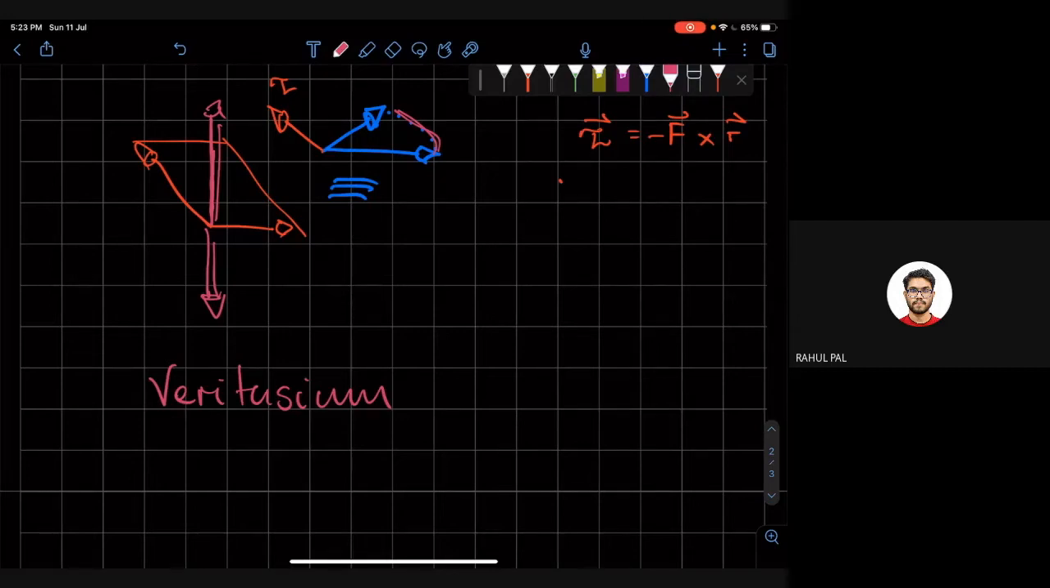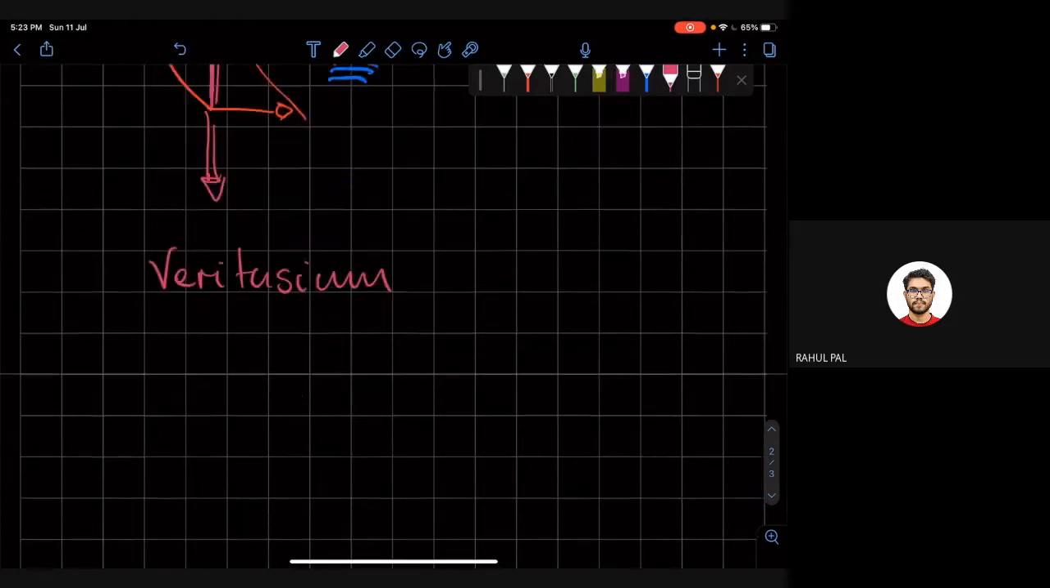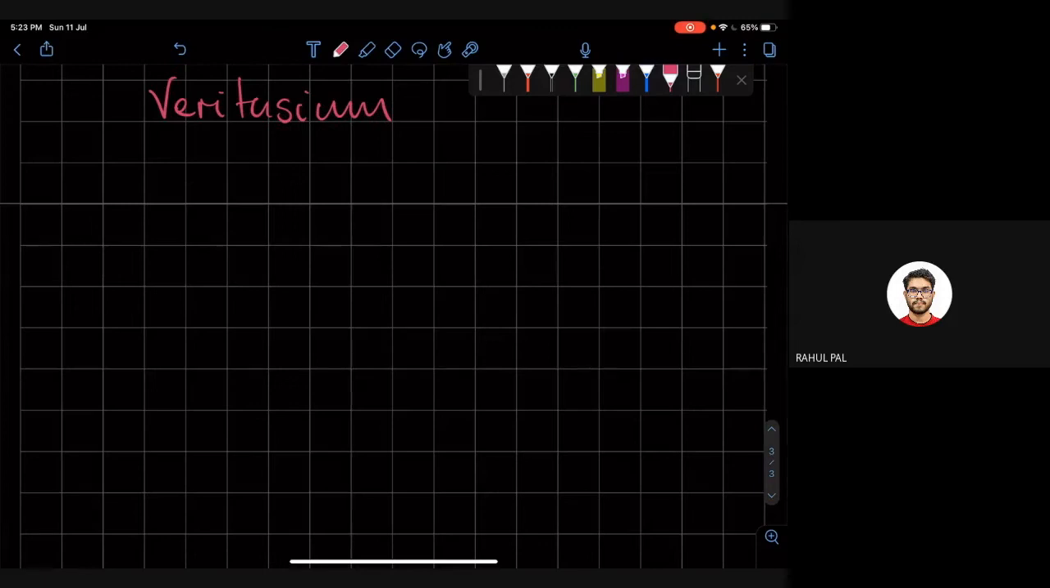Okay, so let's then move on to quantum mechanics. In quantum mechanics, we can have the analogous situation where, say, we have an atom.